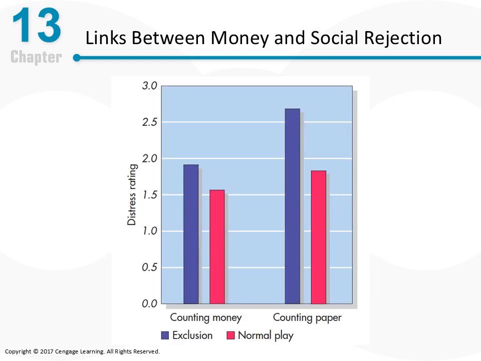In an experiment, participants excluded from a group game felt less distressed if they had previously handled money. The implication? Money can dull social pain, offering a kind of psychological armor. But this comes with a trade-off. It can also make us less connected, less empathetic, and more transactional in our relationships. So money creates a buffer, but sometimes that buffer keeps others out.